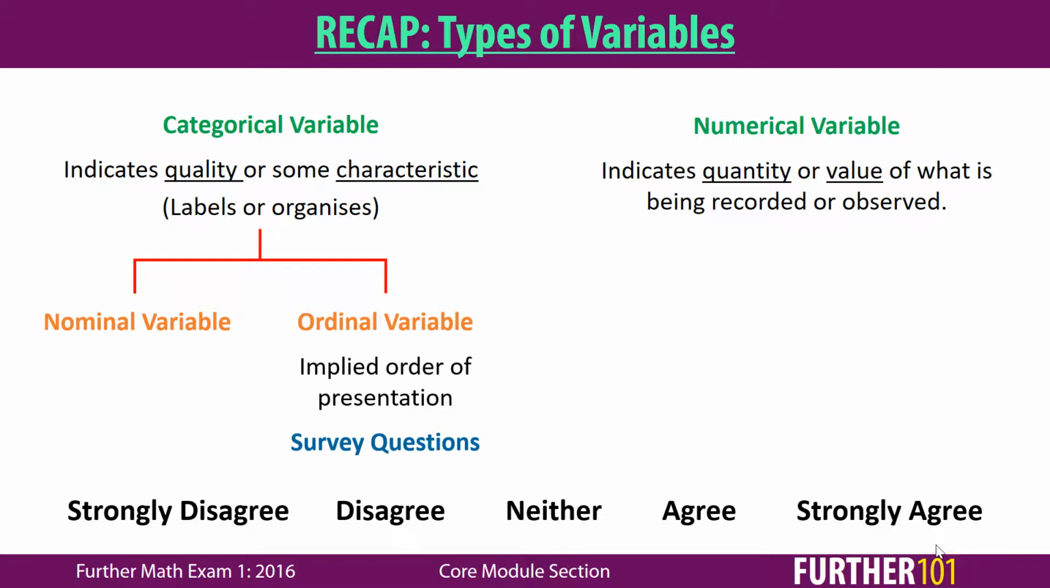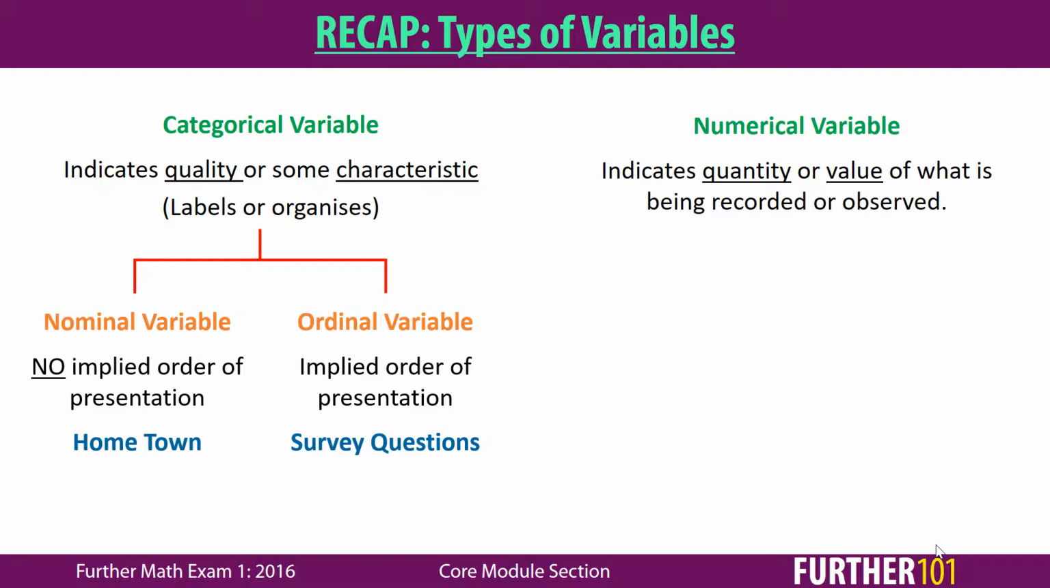If there does not appear to be a logical order to the different categories, the variable is defined as a nominal variable. These are often just called by their broader definition of categorical variable. Moving to numerical variables, and these contain data that indicate the quantity or value of what is being recorded or observed. There are also two subtypes of numerical variables.